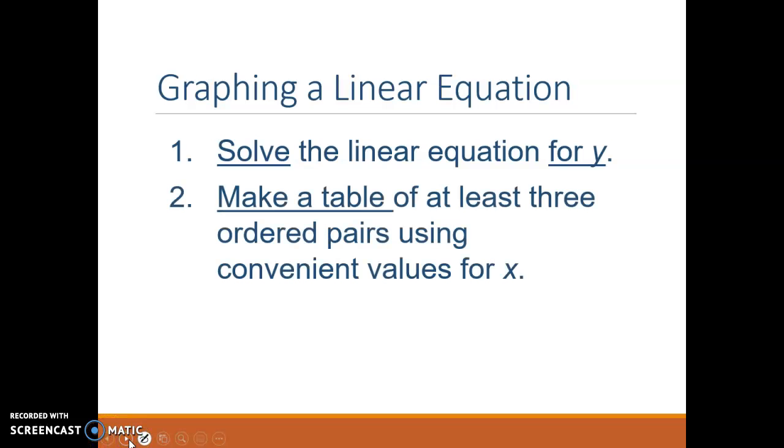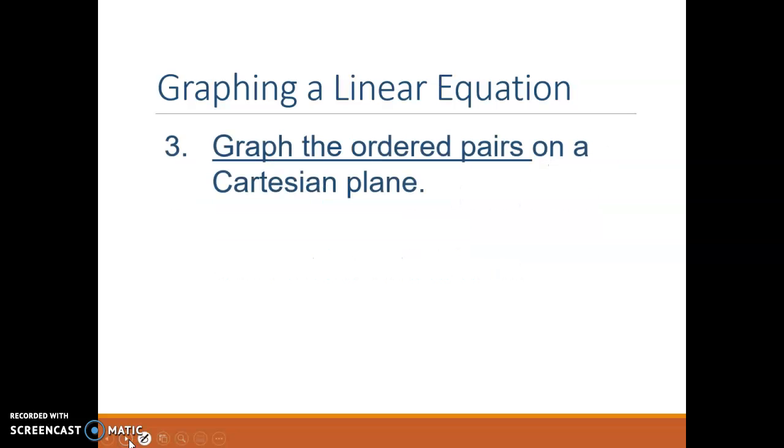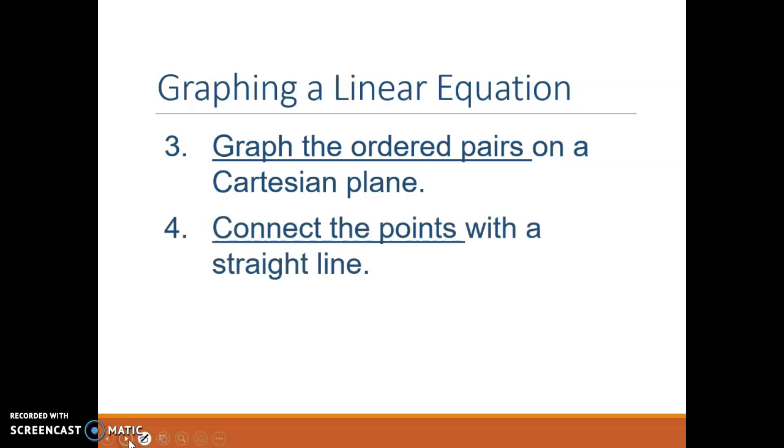We'll then make a table of at least 3 ordered pairs using convenient values for x. I like to do 5, and I recommend usually that you try at least a 0 and a couple of negatives and a couple of positives. We'll then graph the ordered pairs on our Cartesian plane. That's the 4-quadrant coordinate grid graph that you're used to using, called the Cartesian plane, and connect the points with a straight line to show that any x values on that line will plug into the solution and give us that corresponding y value.